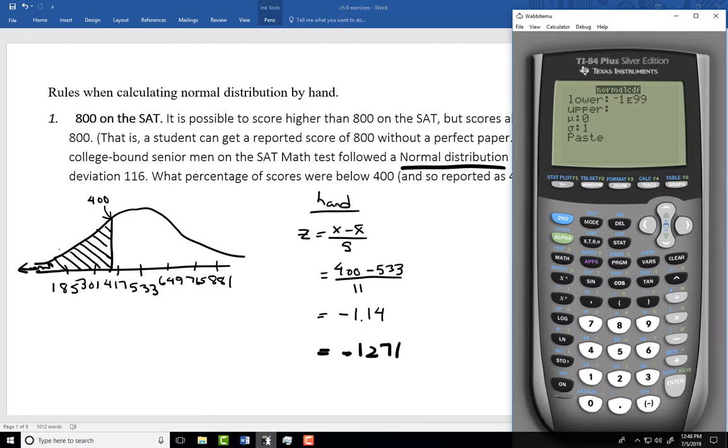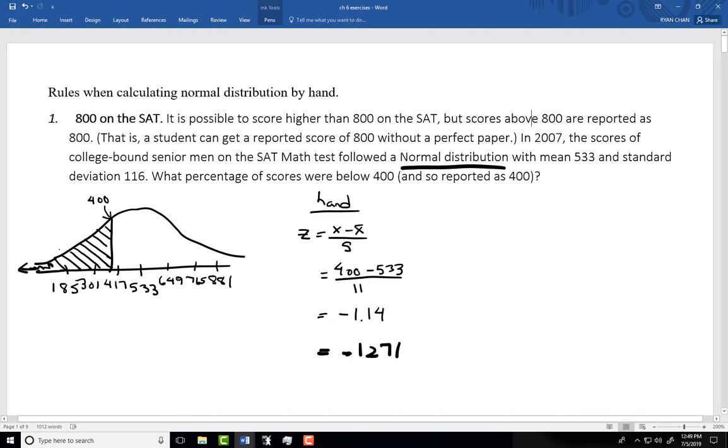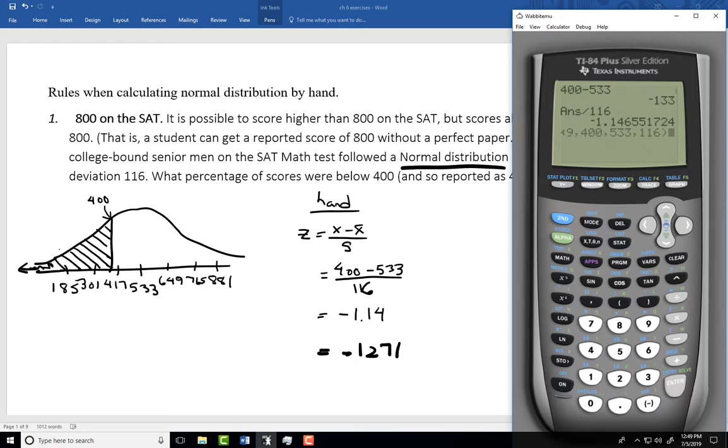So you can also use normal CDF, right? You can do second vars, do the second option, okay? So lower we do negative 1 E, remember how we do E, it's second comma, 99. And I'm going up to 400. My mean is 533, and my sigma is going to be 116. Sorry, I realized I did not draw the 116 here. Okay. So then I hit paste. I hit enter.